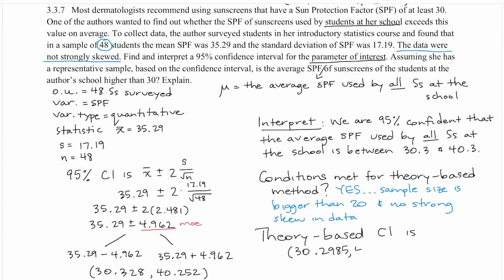So the theory-based confidence interval is 30.2985 up to 40.2815. And notice, again, that's very similar to what we got with the 2SD method, and the reason why they're similar is because we met the validity conditions to use the theory-based method, and so it's appropriate and gives us a valid answer. Now there was another question here at the end.